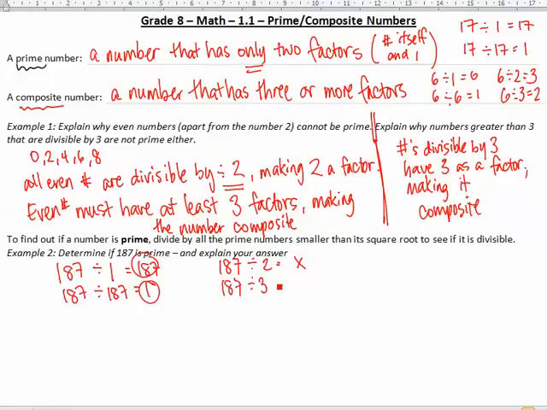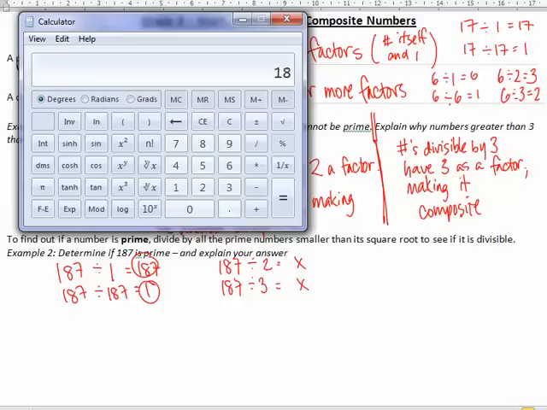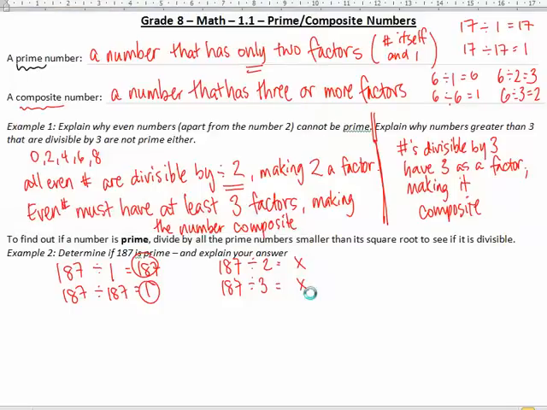187 divided by 3. If you remember our divisibility rules from grade 7, we add up all the numbers to see if the original number is a multiple of 3. So 1 plus 8 is 9, and 9 plus 7 is 16. So 16 is not a multiple of 3, which means that 187 is not a multiple of 3. We can use our calculator to confirm that, and we'd see it's not a whole number as well.